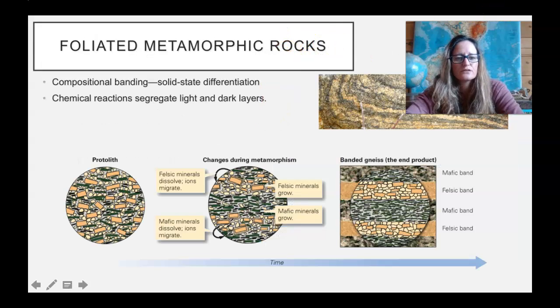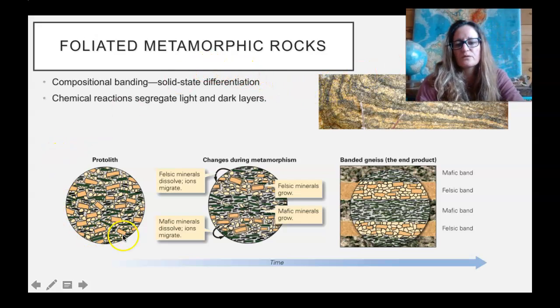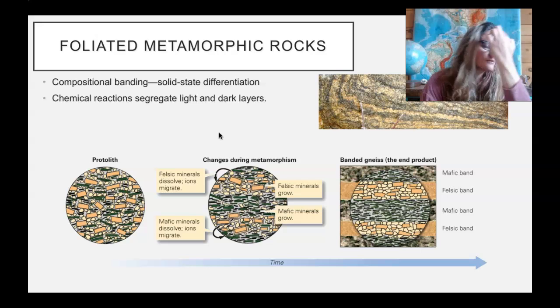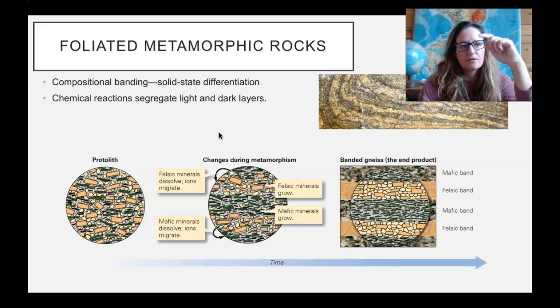The foliation here is explaining the growth of that. You start with a protolith that has all the different kinds, mafic and felsic. As you change it over time, you're going to dissolve some of those felsic minerals and some of the mafic minerals, and the ions are going to migrate and segregate into these. They're going to find the like felsics and the like mafics and segregate into those light and dark bands.